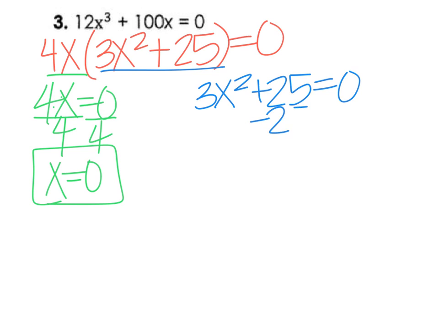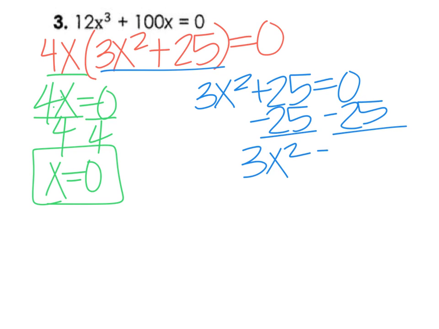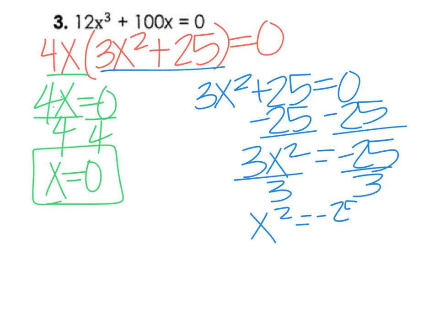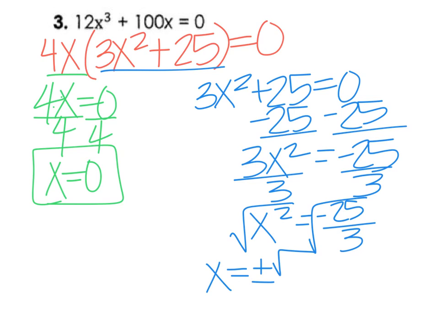All right, so subtract 25 from both sides. We're left with 3x squared equals negative 25. Divide by 3. x squared equals negative 25 over 3. Take the square root of both sides. So we want to rewrite this as x equals plus or minus the square root of negative 25 over the square root of 3. Now we can rewrite this as plus or minus 5i on top, and we're still left with the rad 3 on the bottom.